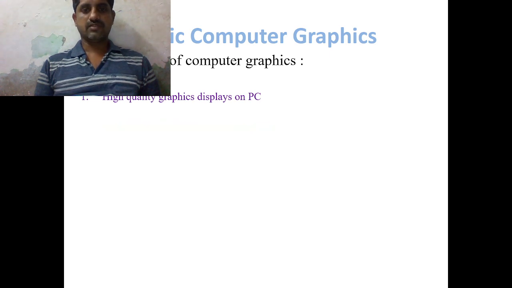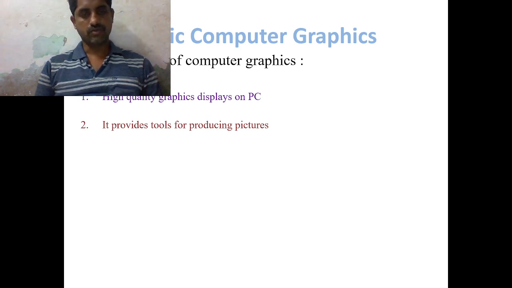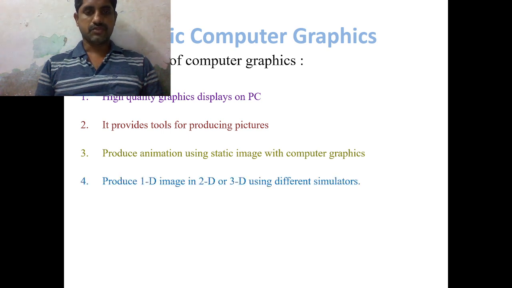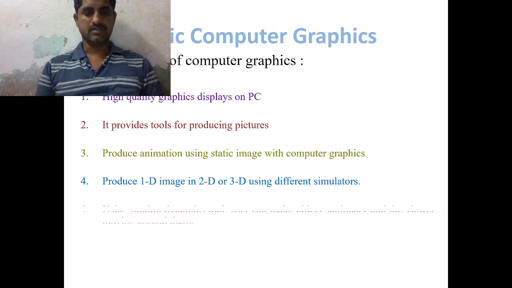Next, what are the advantages of graphics? High quality graphics displays on the PC. It provides tools for producing pictures, so whenever you have to create an object, it provides different tools to implement the picture. It can produce animation using static images. It can produce 1D images in 2D or 3D using different simulators, and we can perform 2D and 3D operations.